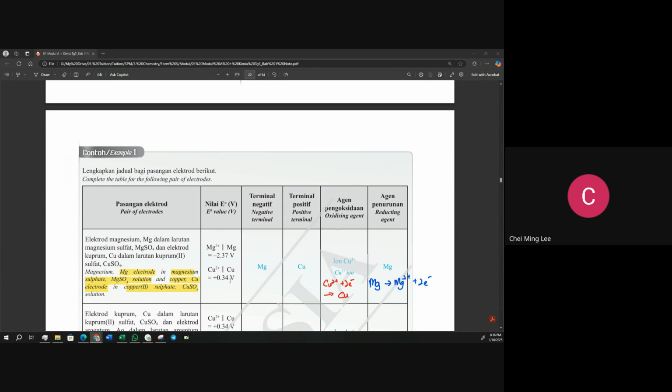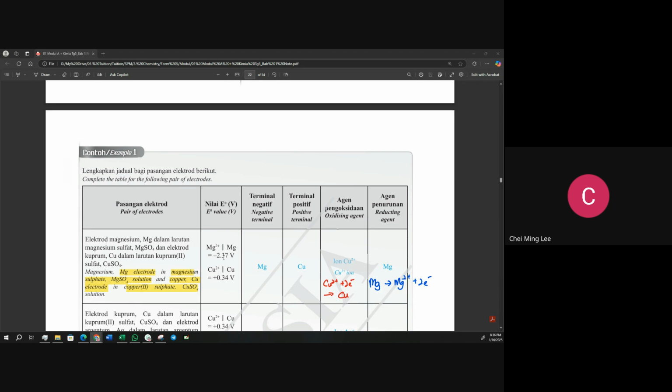So who will be the negative terminal? The one with the negative value will be the negative terminal. So magnesium will be the negative terminal, and copper will be the positive terminal. So the oxidizing agent will be copper because it received the electron, while the reducing agent will be magnesium because it released the electron.